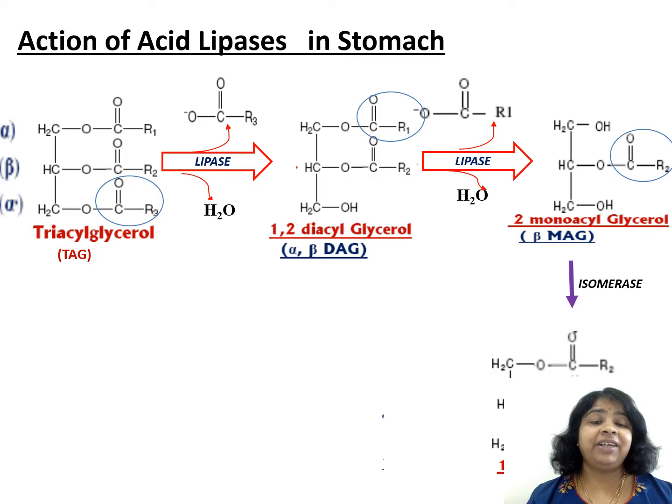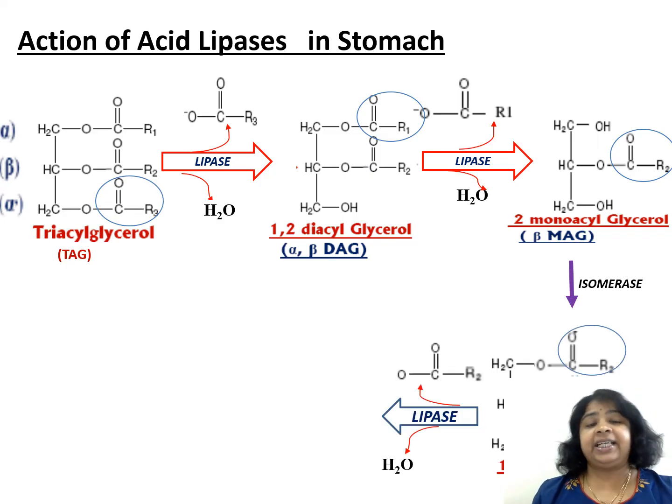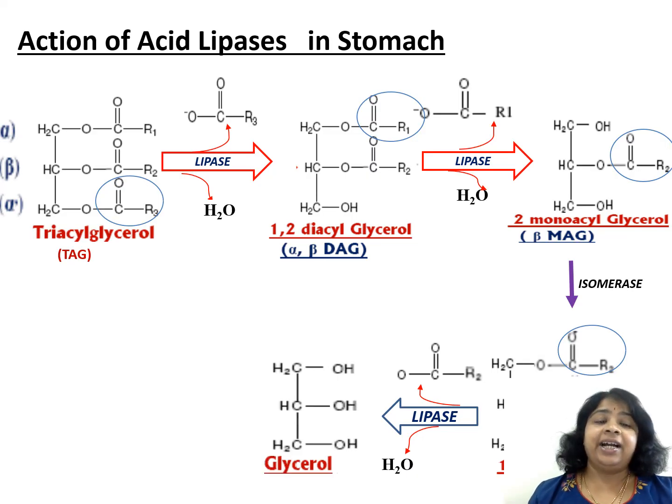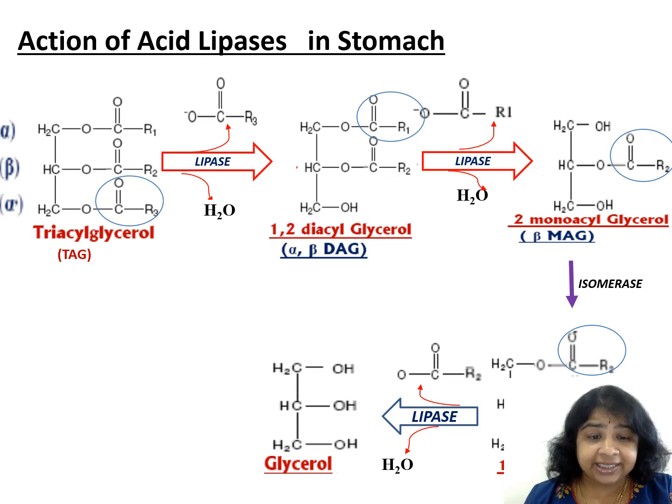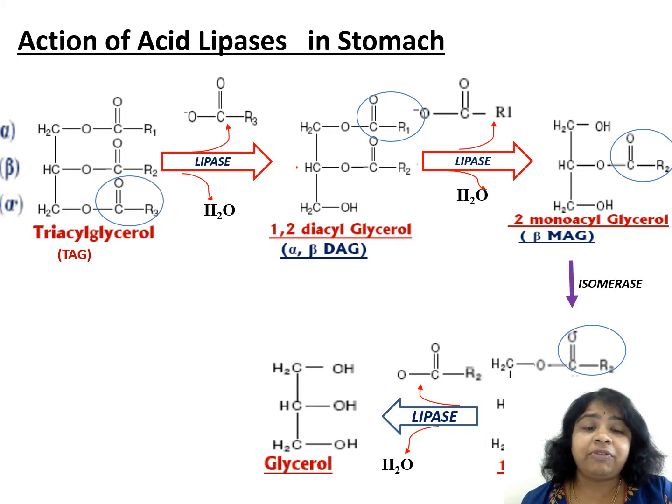So isomerase will convert this 2-monoacyl glycerol to 1-monoacyl glycerol. So now the R2, that is the fatty acid 2, is now shifted to carbon 1, and now lipase can further hydrolyze this and release glycerol and one more free fatty acid. So free fatty acid and glycerol. So by consecutive action of lipase and isomerase, 3 fatty acids are released and a glycerol molecule is released.